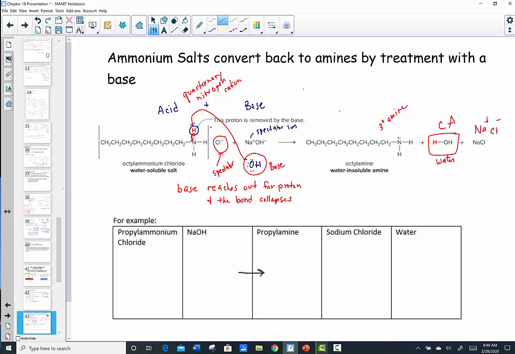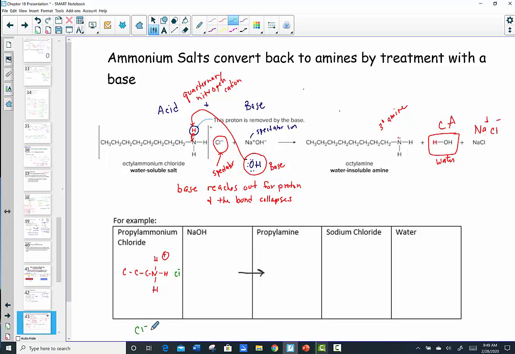So let's take a look at propyl ammonium chloride. Well, propyl means I have a 3-carbon chain attached to a nitrogen. And of course, we have a hydrogen, making it a quaternary compound. And that's a positive charge up here. And of course, the chloride is the negative ion. And I'll just write it there, Cl negative. There's our salt, propyl ammonium chloride.